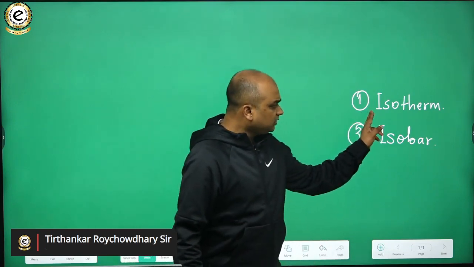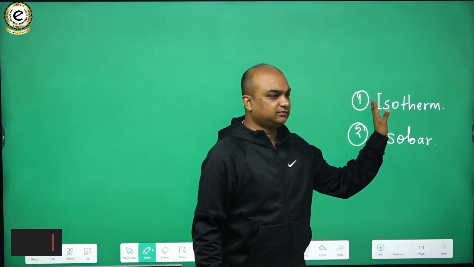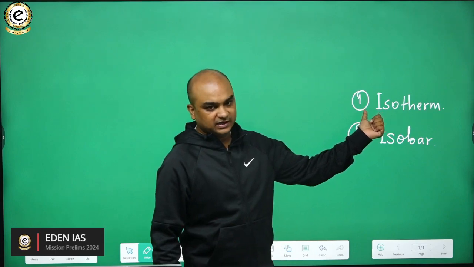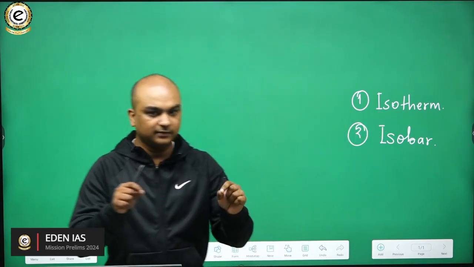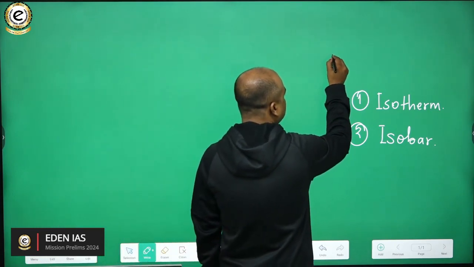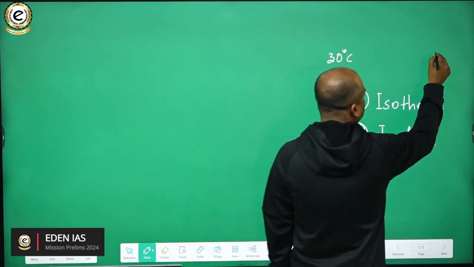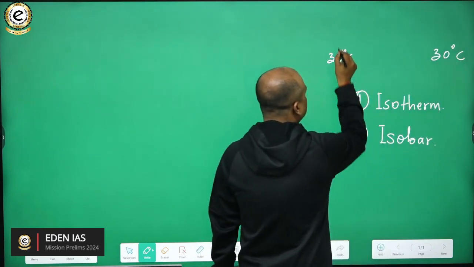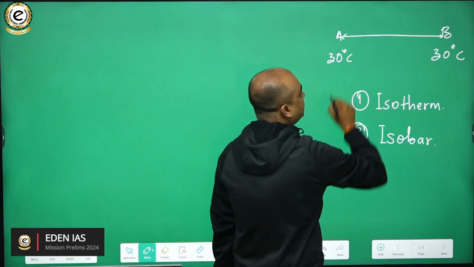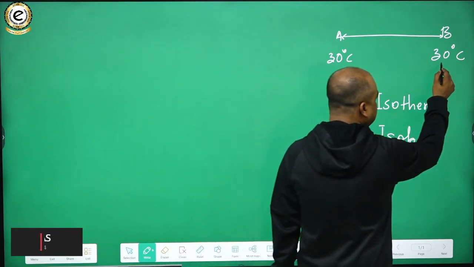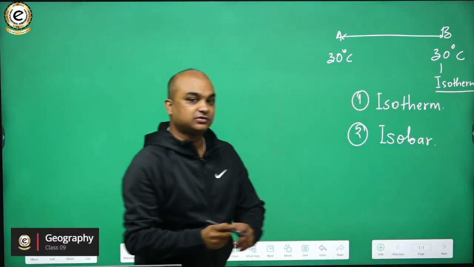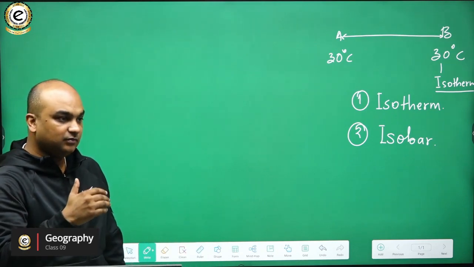Now, the word iso means similar. Therm means temperature. Bar has an indication towards pressure. So isotherms are imaginary lines joining places having equal temperature. Like, for example, we have a temperature of 30 degrees Celsius, and at some other place, again, 30 degrees Celsius. So this is point A and point B. If I draw an imaginary line that joins these two places, I'll call it a 30-degree Celsius isotherm. And we will see how these isotherms play a vital role as far as the Indian monsoons are concerned.